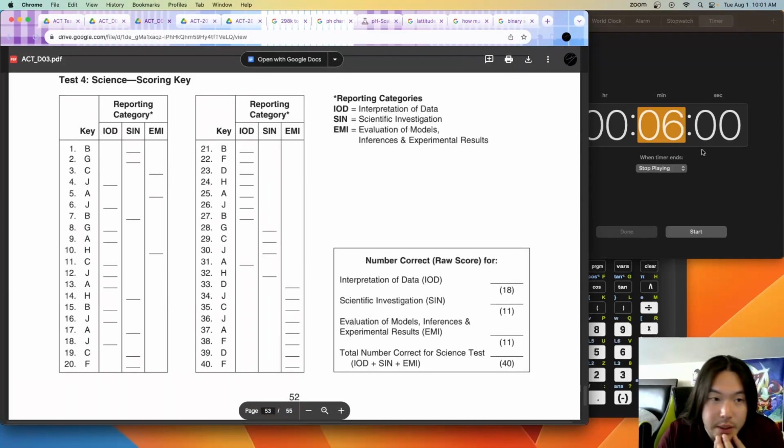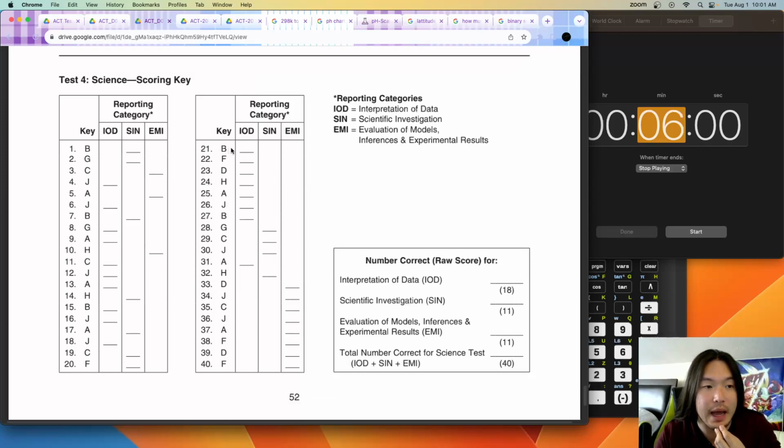So we have questions 21 to 26. Correct answers: 21 is B, 22 is F, 23 is D, 24 is H, 25 is A, 26 is J. Did anyone get all 6 questions correct here? That's the goal, right? Hopefully, definitely. Brilliant, absolutely brilliant.